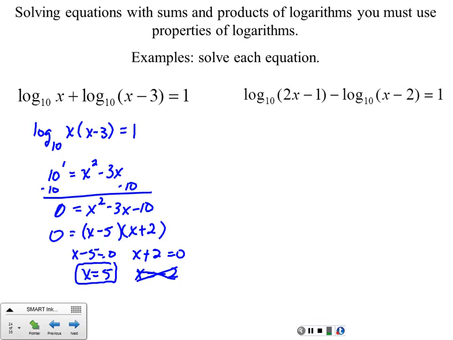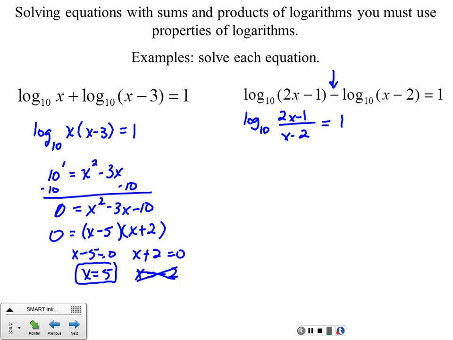This one always trips up my pre-cal students. Let's see if we can figure this one out. You're going to have log base 10 of... that subtraction sign tells me I'm going to turn my 2 logs into the log of a quotient. So we're going to have 2x minus 1 over x minus 2 is equal to that 1. So now that I've got 1 log, that's your first step. Your first step is trying to get it down to 1 log.